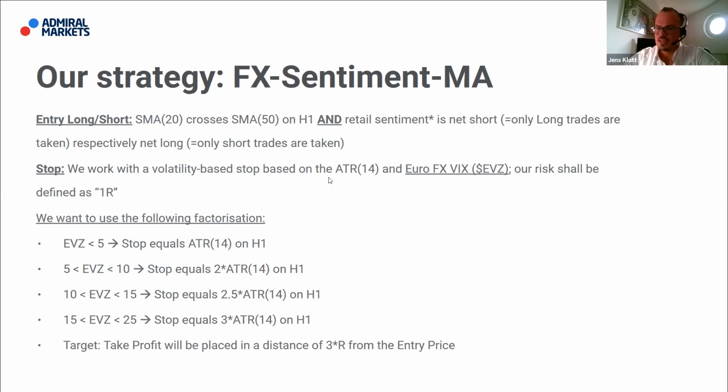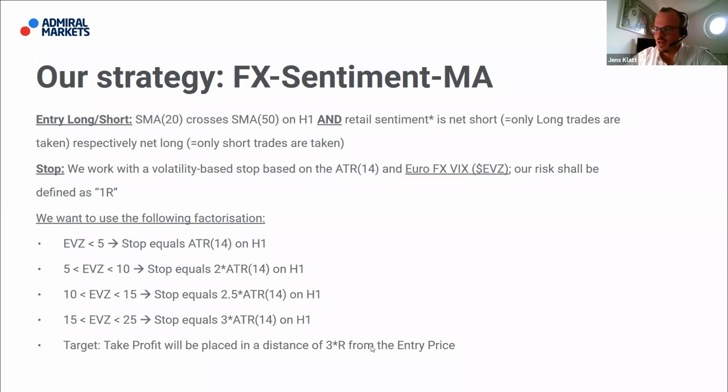Okay, and then you look at the ATR. Once the crossover happens, and if the ATR is, let's say, 10, to take a simpler example, you look at the EVZ. The EVZ is most of the time between 5 and 10. You multiply the ATR with 2. 2 multiplied with 10 is 20. So this is the stop width you have to use. From the entry price, in the case of a long trade, you subtract 20 pips.